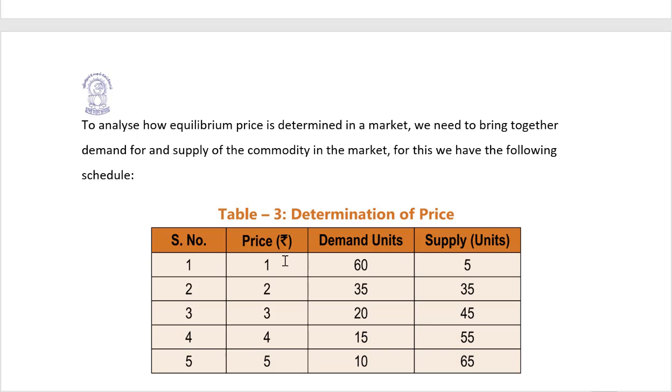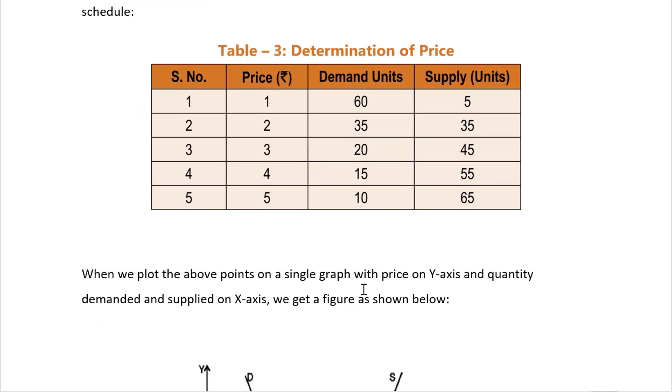To analyze how equilibrium price is determined in the market, we need to bring together the demand for and supply of the commodity in the market. For this, we are using the following schedule. Table 3, determination of prices. My dear students, over here, the price is 1 rupee. The quantity demanded is 60 units, but quantity supplied is only 5 units. So supply is so less and demand is so high.